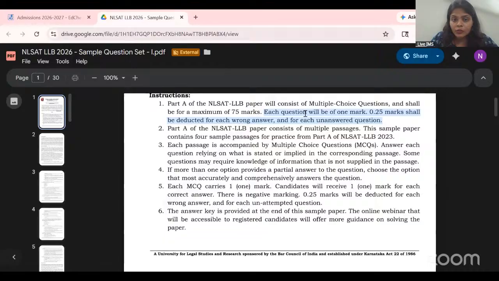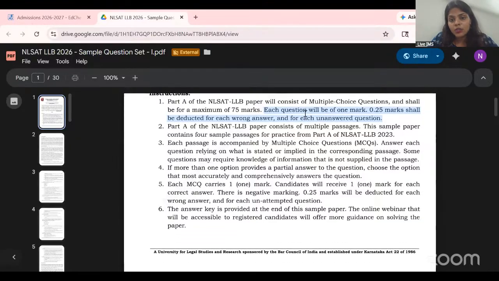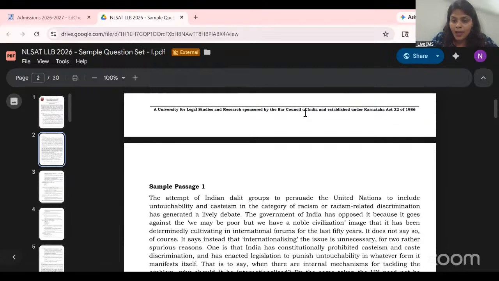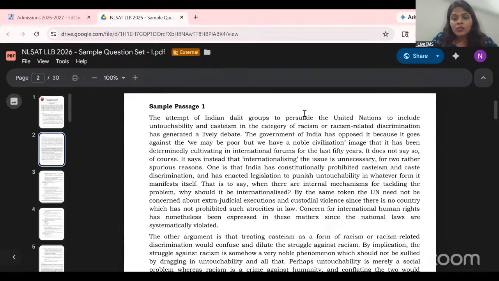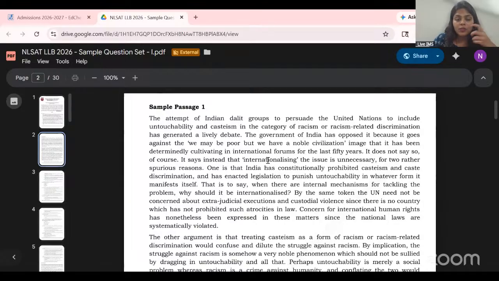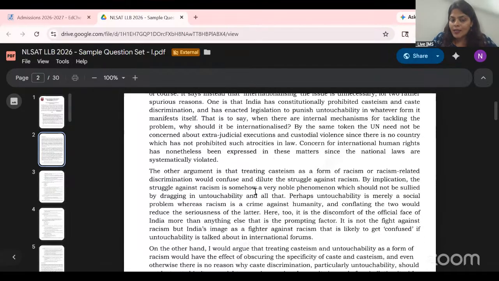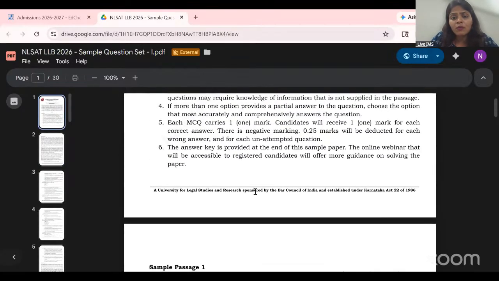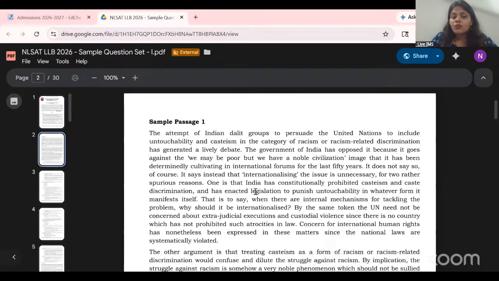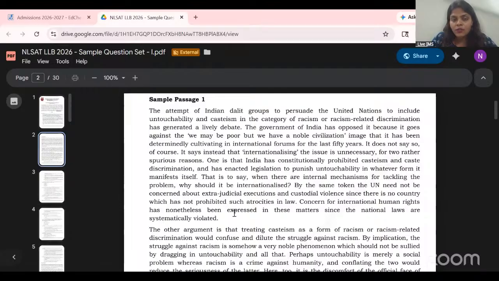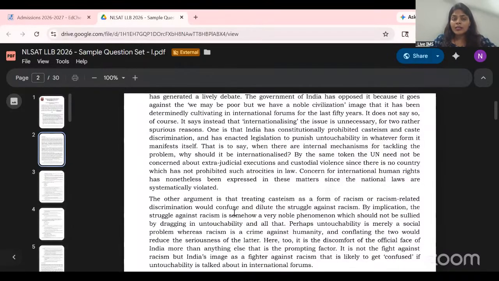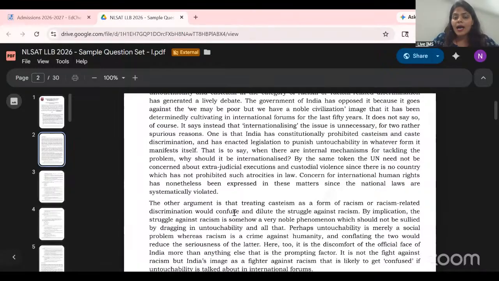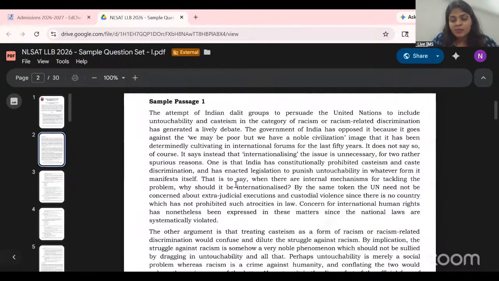Now, Part A is multiple choice questions, and similarly you'll get multiple choice questions in your actual exam. The sample paper which is uploaded contains 40 MCQs. It is not a full-fledged paper, but it is going to give you an idea about how your actual paper will be. So we will be solving the first passage of the sample paper here, and we will be solving this first set together.